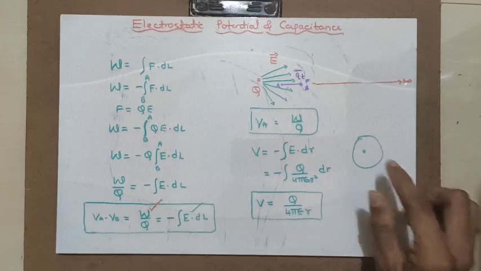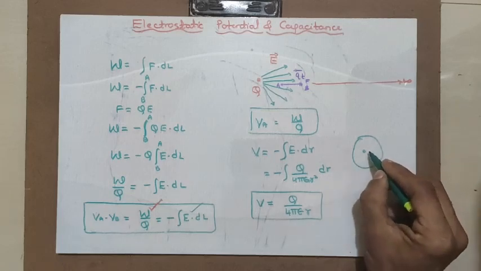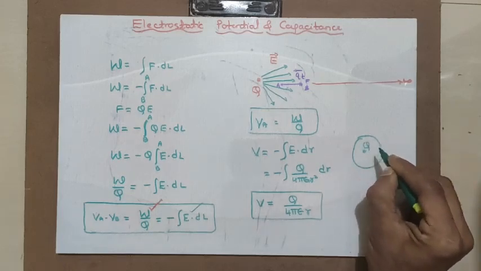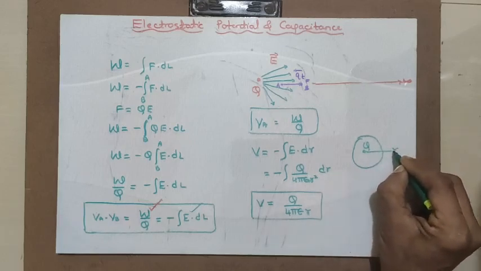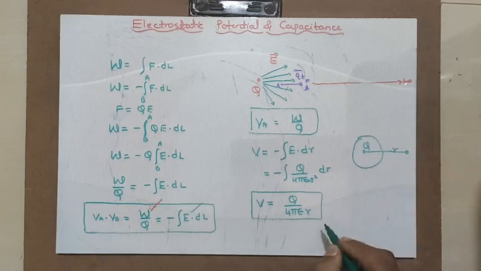That means potential due to a point charge, say this is a point charge, you want to find the potential at point R, say R is here somewhere. What you have to do? You have to apply this formula, Q upon 4 pi epsilon R.